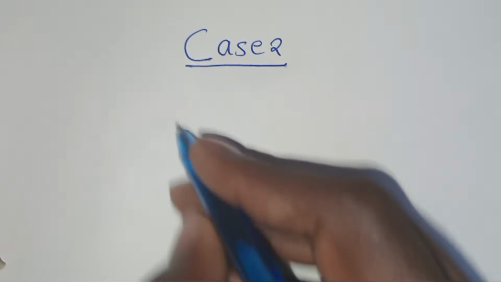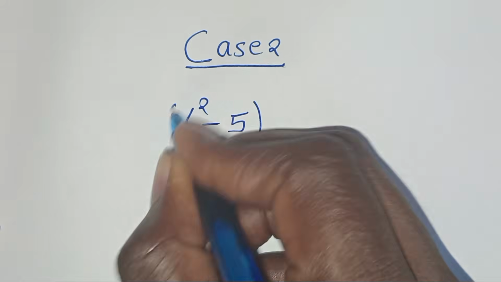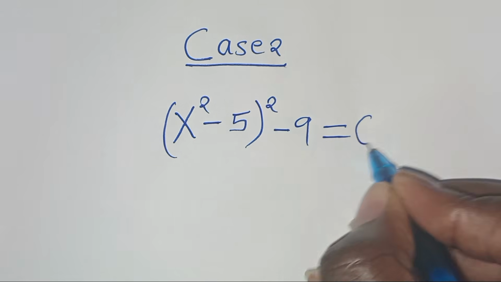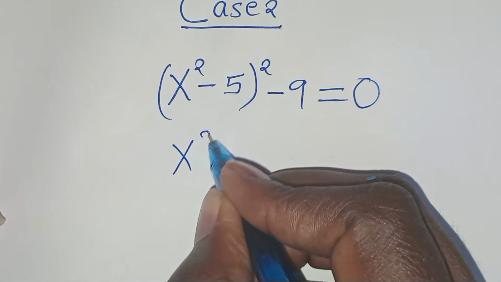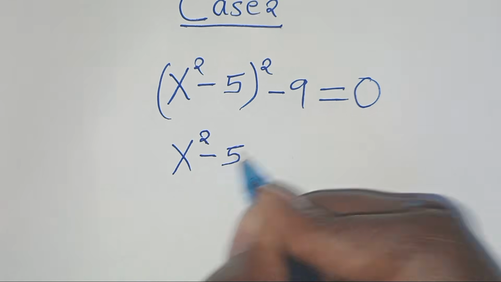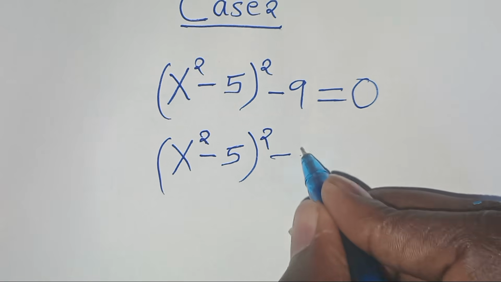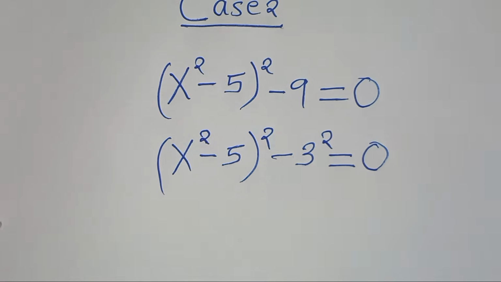Now in case 2, we have x to the power of 2 subtract 5 raised to the power of 2, subtract 9, equal to 0. So we have x to the power of 2 subtract 5 raised to the power of 2. We can express 9 as minus 3 to the power of 2. This is equal to 0.